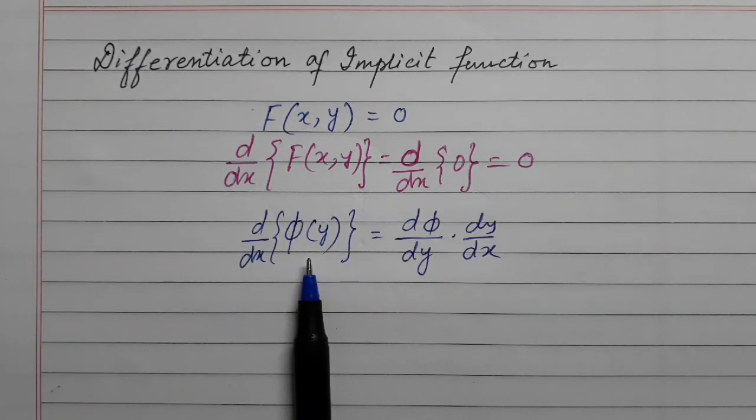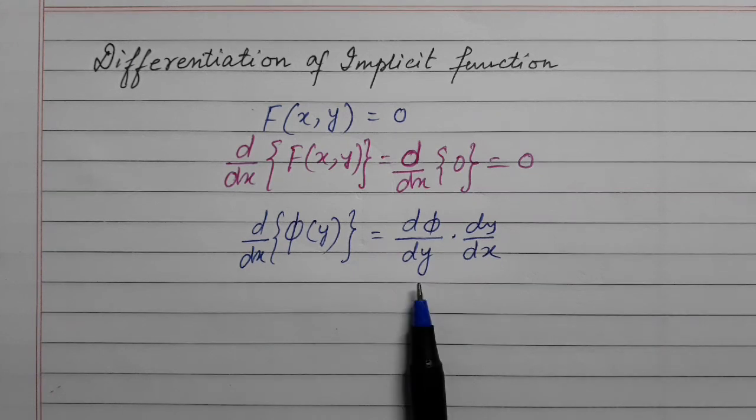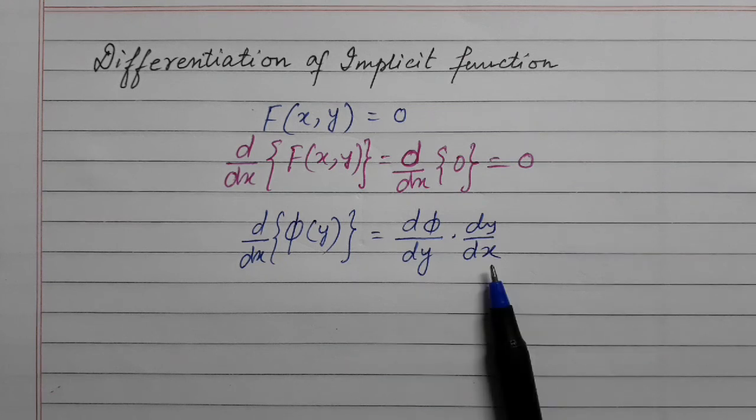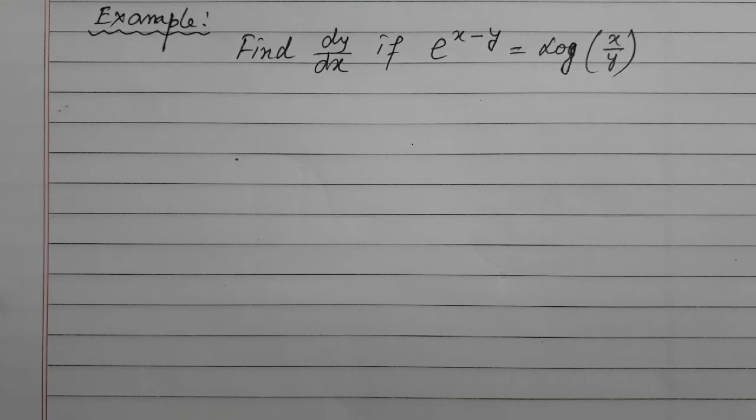If there is any function of y, then the differentiation of that function phi(y) with respect to x will be equal to the differentiation of the function with respect to y times dy/dx. For example, find dy/dx if e to the power x minus y is equal to log of x by y. Now clearly this relation is an implicit function.